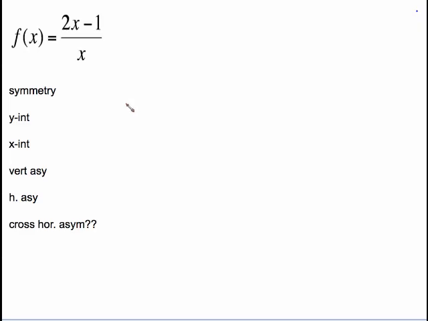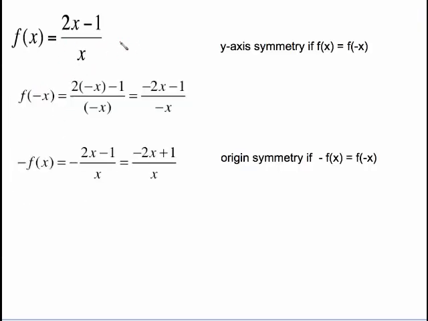This is Rational Graphs Part 2. Here's all the information we know we need to find. Here's our original function. Let's take a look at symmetry on the next page. To check y-axis symmetry, we want to see if f of x is the same as f of negative x.